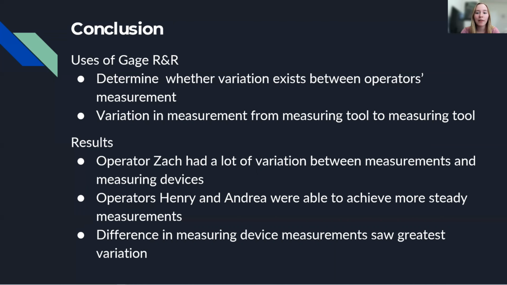All right, so overall, we learned that a gauge R&R study is used to determine whether variation exists between operators' measurements or from measuring tool to measuring tool. In terms of our results, we concluded that operator Zach had a lot of variation between measurements and measurement devices, so he was less consistent. And operators Henry and Andrea were able to achieve more steady measurements. The difference in measuring device measurements saw the greatest variation. Many reasons for why these results have occurred were mentioned in the recommendations by Henry.